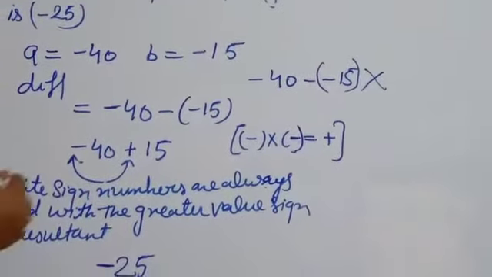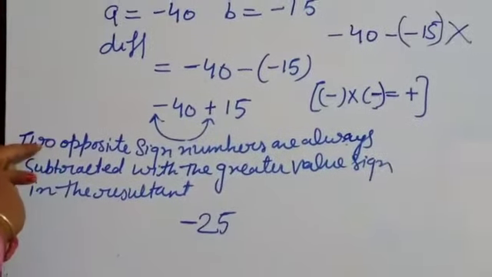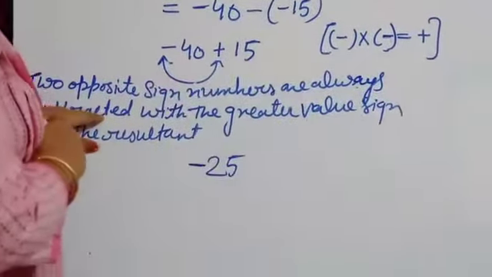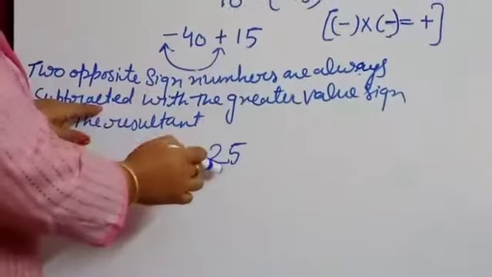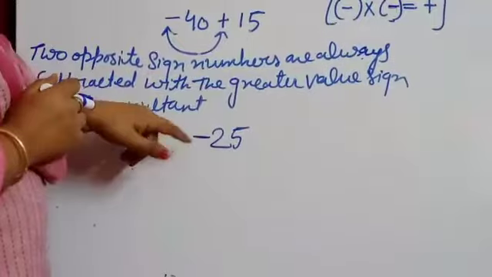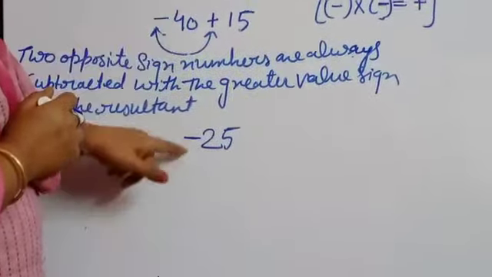Now we will apply the rules of addition and subtraction of integers. Two opposite sign numbers are always subtracted. Now subtract them: 40 minus 15, 25. With the greater value sign in the resultant. This is the final answer. And what is the greater value sign? Minus. So minus 25 in this way.